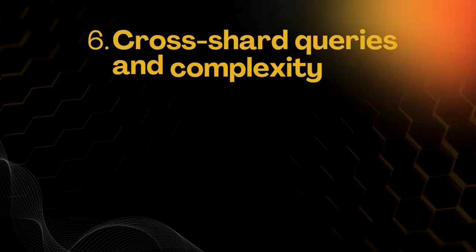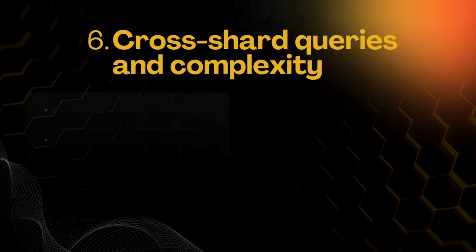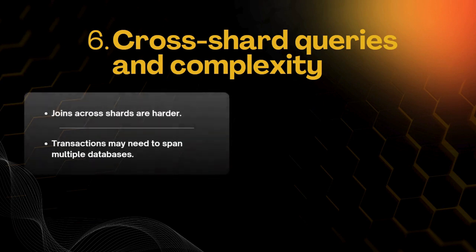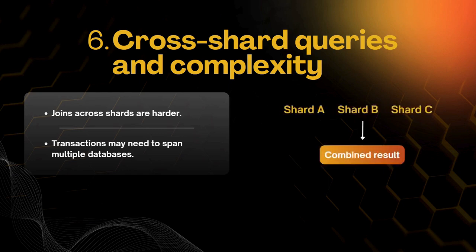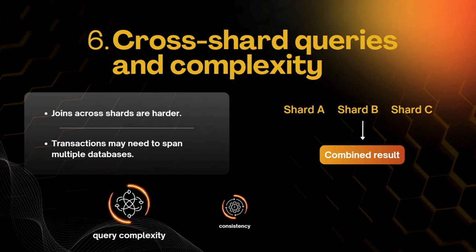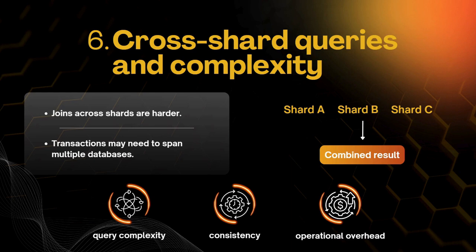But sharding introduces complexity. Joins across shards are harder. Transactions may need to span multiple databases. For example, getting all orders for a user may require querying several shards and merging results. So while sharding solves scalability, it comes with trade-offs in query complexity, consistency, and operational overhead.